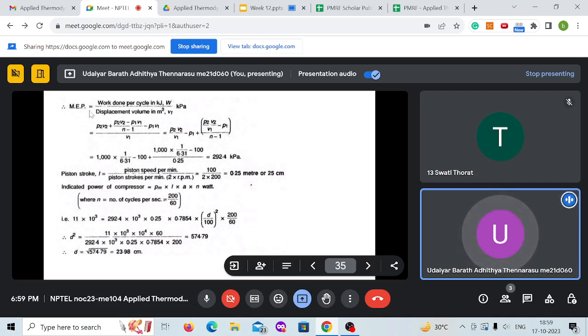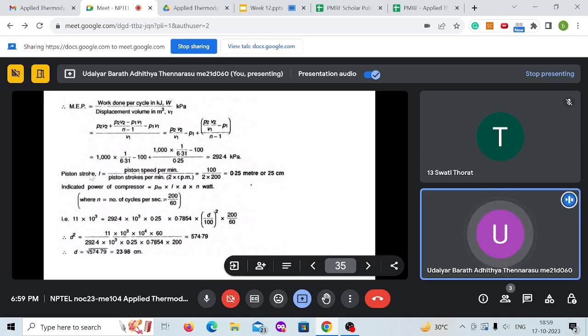So the mean effective pressure will be the work done per cycle divided by the displacement volume. So substituting the work done and dividing by the swept volume, which is V1, we can find out that the mean effective pressure is 292.4 kilopascal.